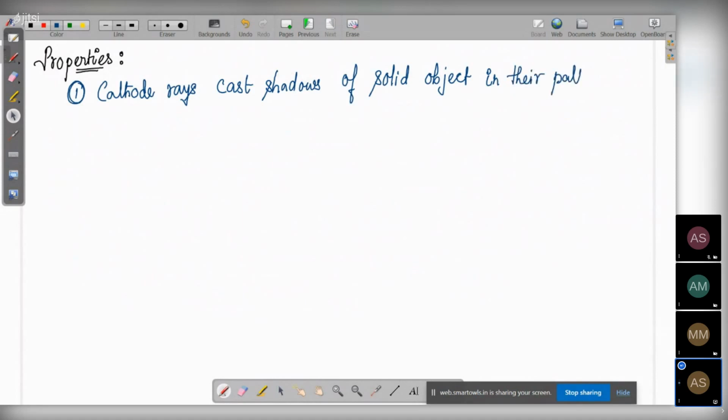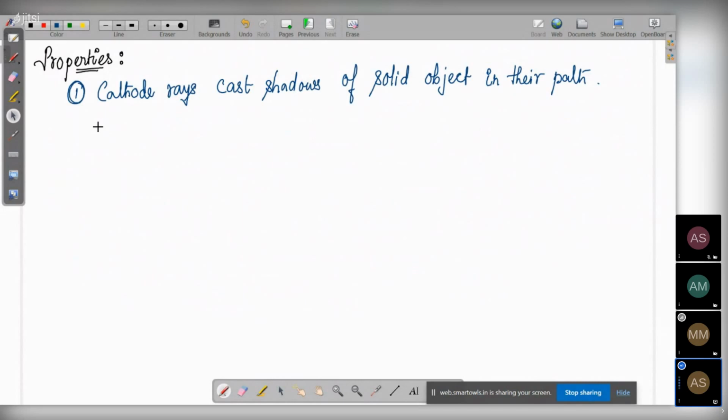Now what can I conclude from here? It can be concluded that these particles cannot penetrate through the solid object. If they were penetrating through the solid object, there would have been no shadow. A shadow is obtained because the cathode rays cannot pass through the solid object. Like if you place your hand in front of the torch light, your shadow is cast on the wall, because the light cannot penetrate through your hand. Here also, a shadow being formed means that the cathode rays cannot penetrate that solid object.